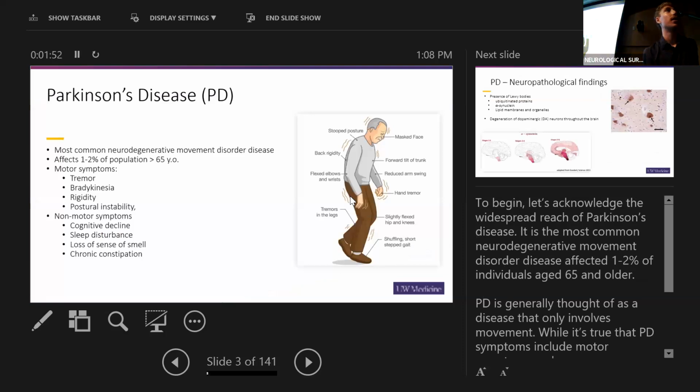To begin, I want to address the widespread reach of Parkinson's disease throughout our ever-growing aging population. It's the most common neurodegenerative movement disorder disease, affecting 1% to 2% of the population over the age of 65. Typically, people think of Parkinson's as just a movement disorder, but it's more than that. It's also a non-motor disorder with cognitive symptoms such as sleep disturbances and cognitive decline.